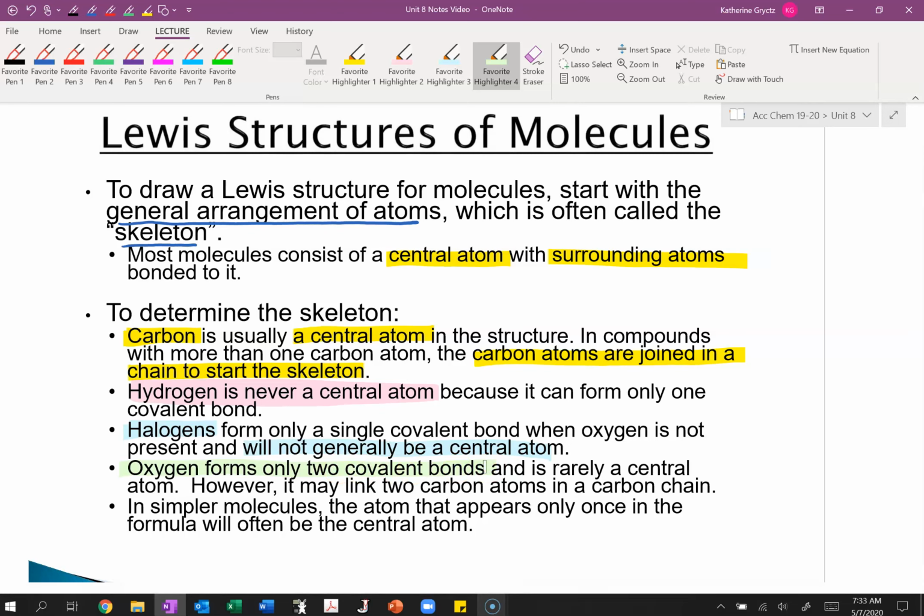Sometimes it links two carbon atoms in a carbon chain, so it can do various things. The rule that you're mostly going to follow, because we're drawing simpler molecules, is that in simpler molecules, the atom that appears only one time in the formula will usually be in the center. So you have to determine the skeleton.